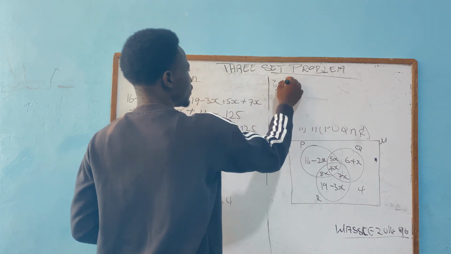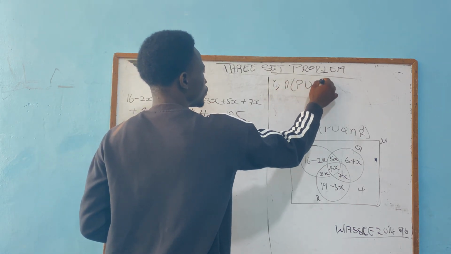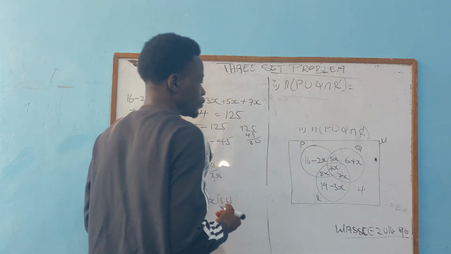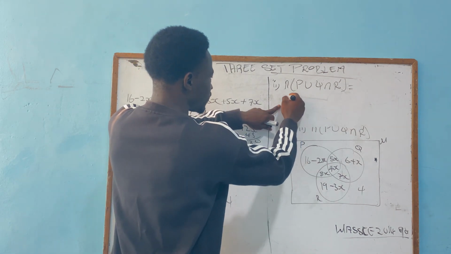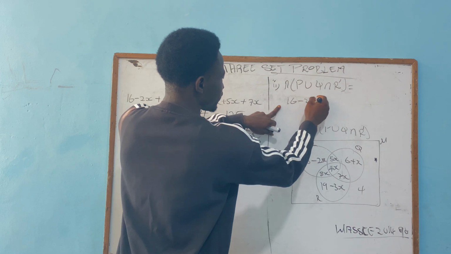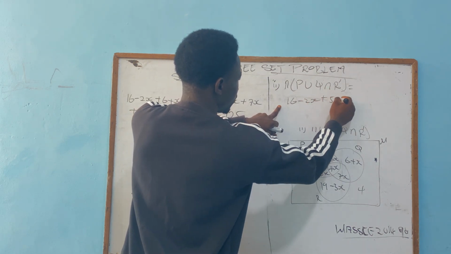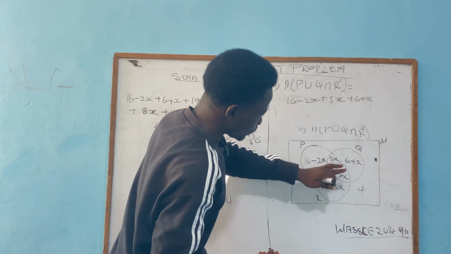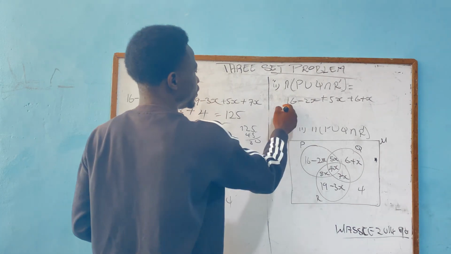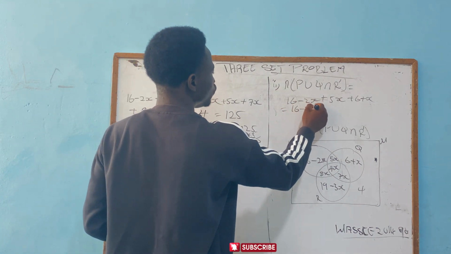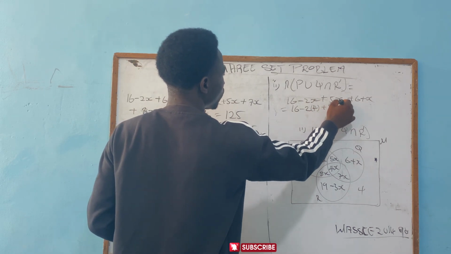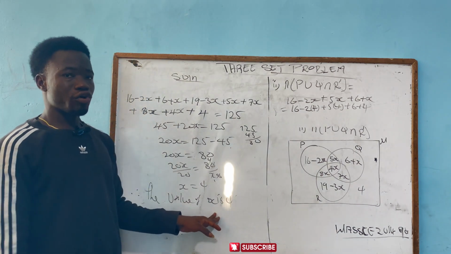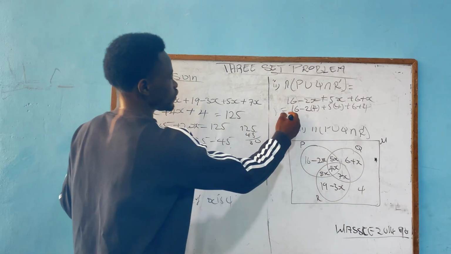Now it means that the number of P union Q intersection R complement is equal to, you pick 16 minus 2x plus 5x plus 6 plus x. That is this place, because you have covered the R, it's not part. And this is going to be 16 minus 2 times 4 plus 5 times 4 plus 6 plus 4. Because we have found our x to be 4, and that's what we have just replaced.